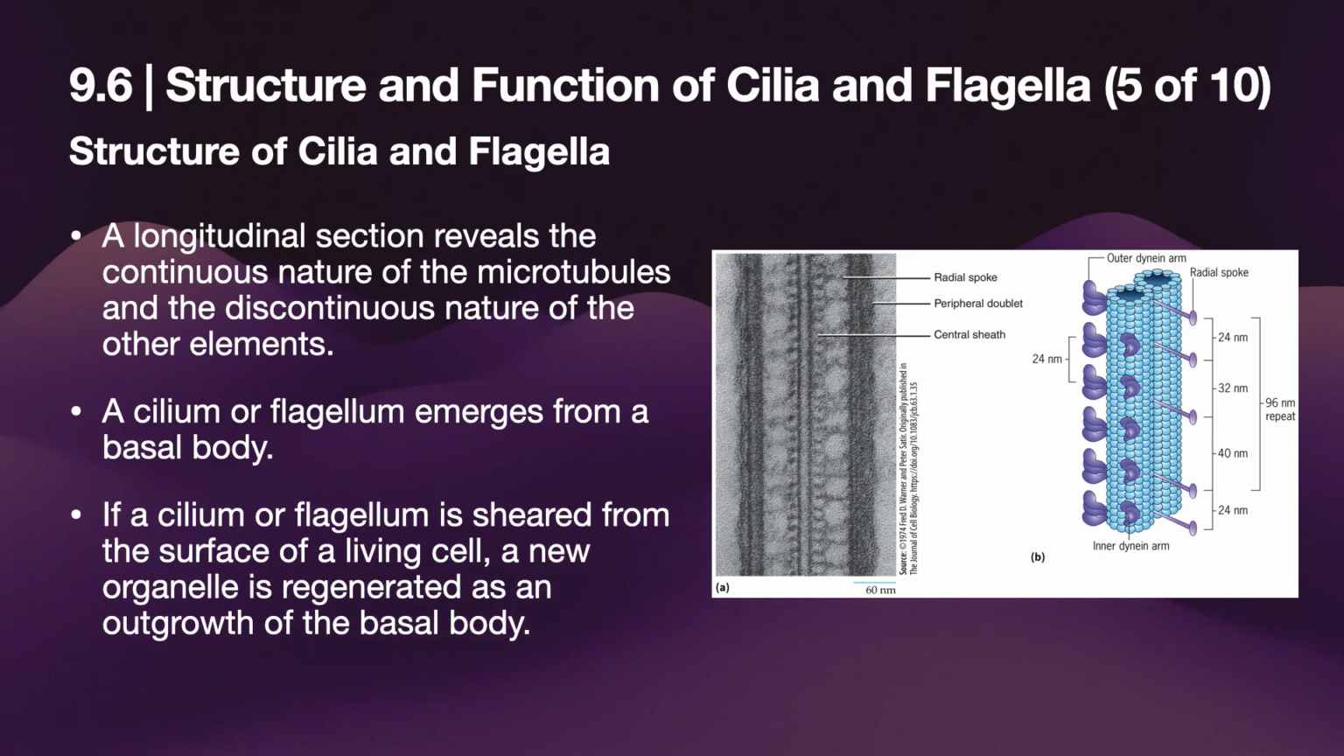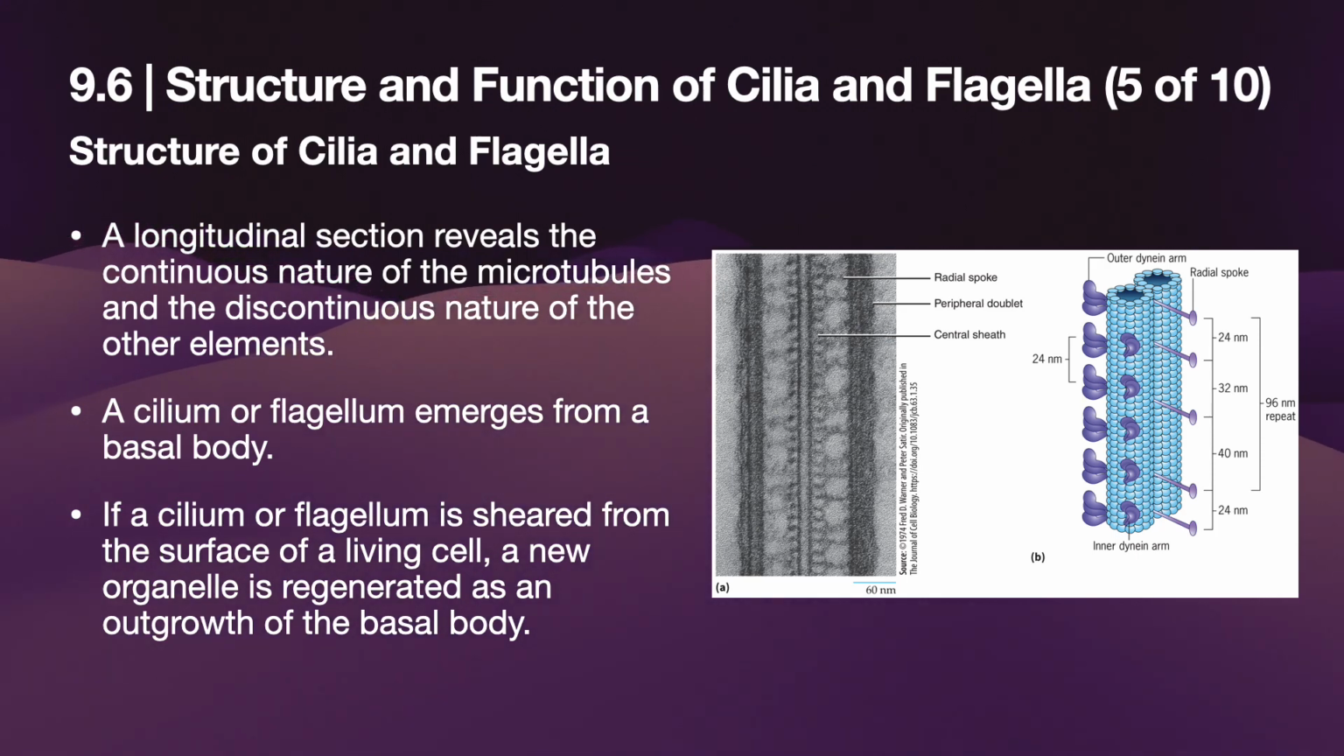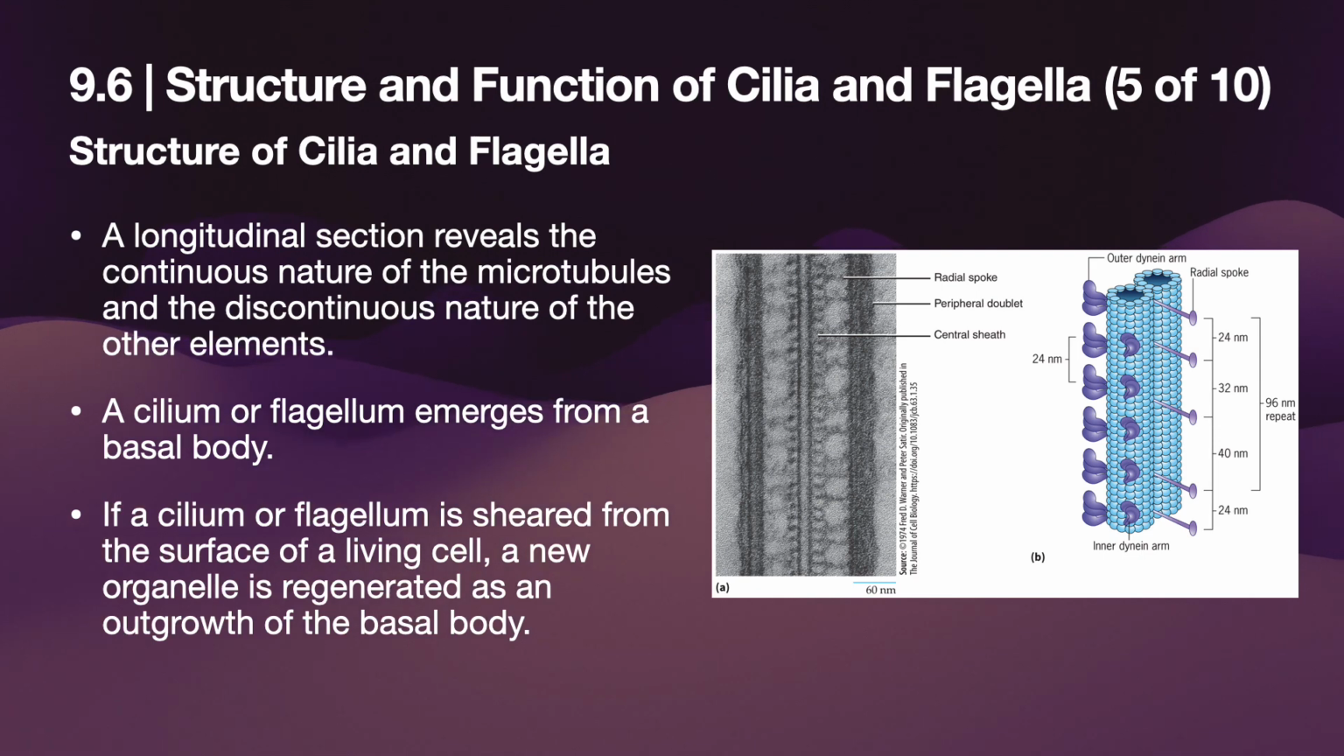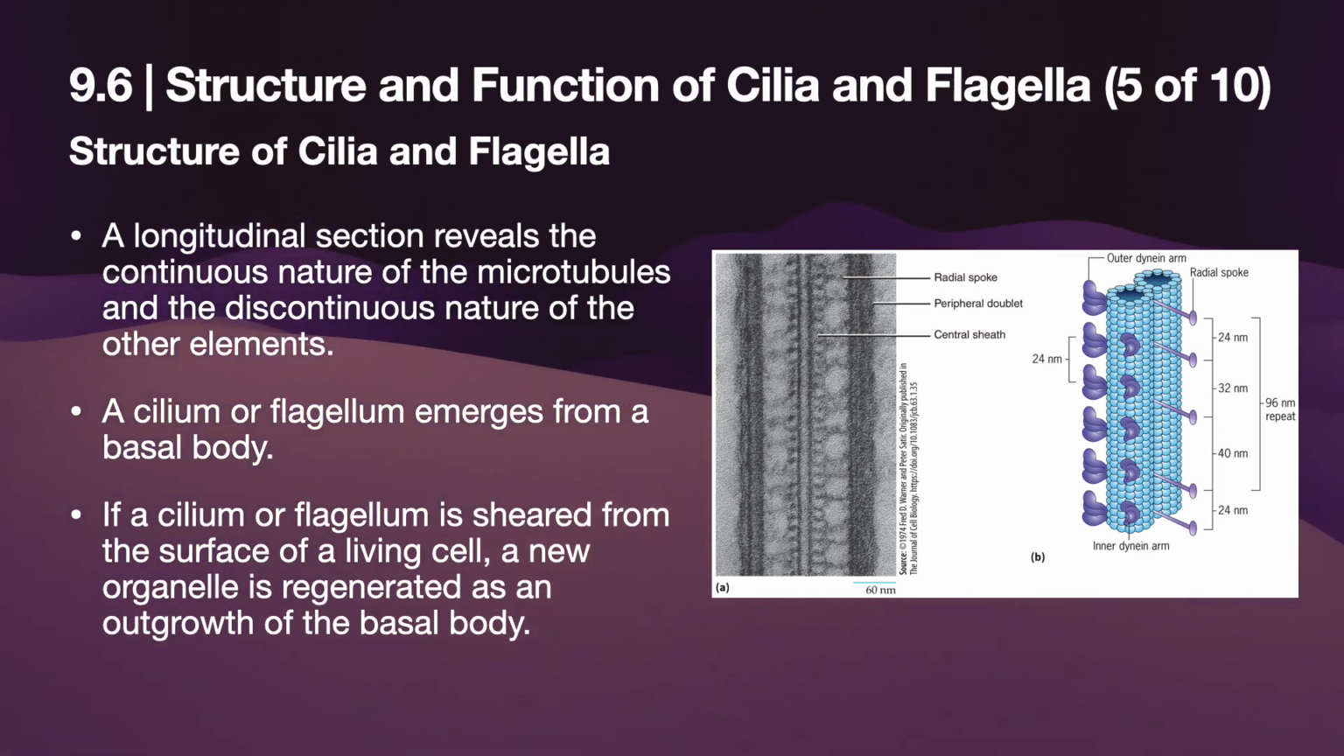When it comes to structure, a longitudinal section reveals the continuous nature of the microtubules and the discontinuous nature of other elements. A cilium or flagellum emerges from a basal body. If a cilium or flagellum is sheared from the surface of a living cell, a new organelle is regenerated as an outgrowth of the basal body.